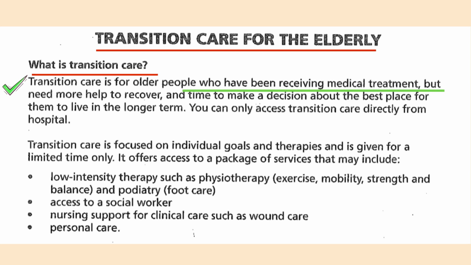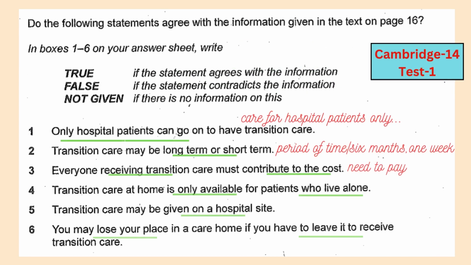And in the first sentence of the passage, we can see transition care is for older people who have been receiving medical treatment. Okay, we get the idea. Only hospital patients who are receiving medical treatment. It means that the statement is true, because it starts like transition care is for older people who have been receiving. Simply we can understand. Second, we know that there should be a time period if you are receiving. It may be a long term or a short term.